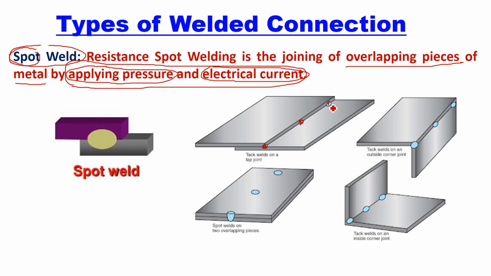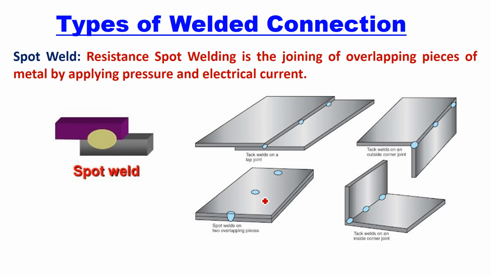This is called a spot weld. High pressure is applied at this point, and at the same time electric current is also passing through the point so that they can be welded. If you look at this first figure, when two plates overlap, this is called a spot weld on a lap joint. This is also a spot weld. Here, welding is done at a particular point.